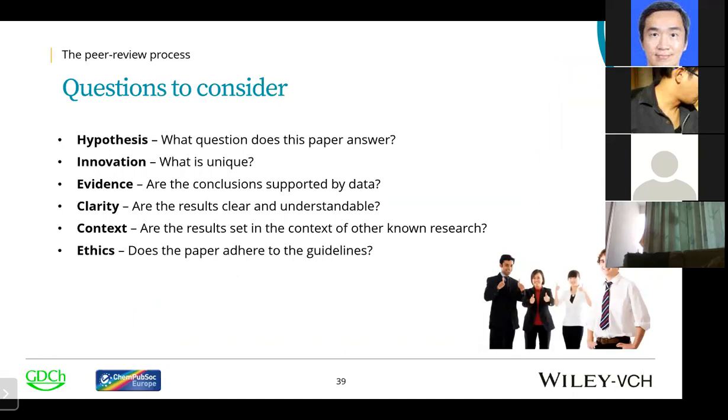And here are the questions for reviewers to consider. So basically, what question does the paper answer, which means what their hypothesis is, and what is the unique finding in the work. Next is evidence. Are the conclusions supported by their data? And is their presentation clear enough? So basically, are the results clear and understandable? Are the results set in the context of other known research? Basically, which means, have the authors done the necessary citations to previous work and acknowledged the previously known results? And also, does the paper adhere to the guidelines, in particular the ethical guidelines?